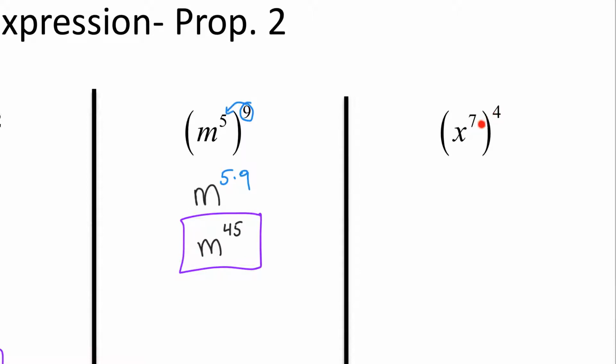The next one, same thing. You multiply the exponents because we have parentheses. We keep the base, and I'm going to multiply 4 times the 7. So I keep the x right here, and I multiply 7 times 4. So once again, keep the base, and 7 times 4 is 28. So my answer is x to the 28th power. You keep the base and you multiply the exponents because we have parentheses, and we have an exponent outside and an exponent inside of the parentheses.